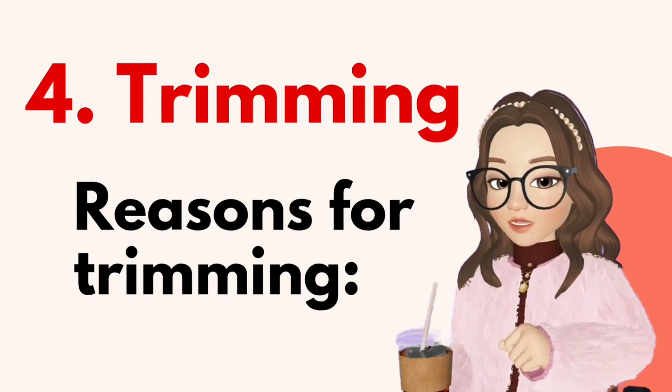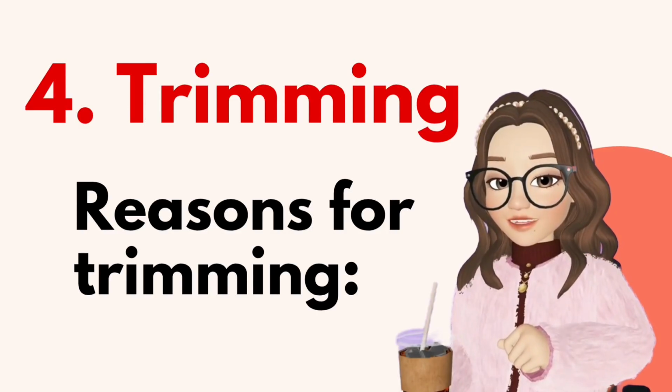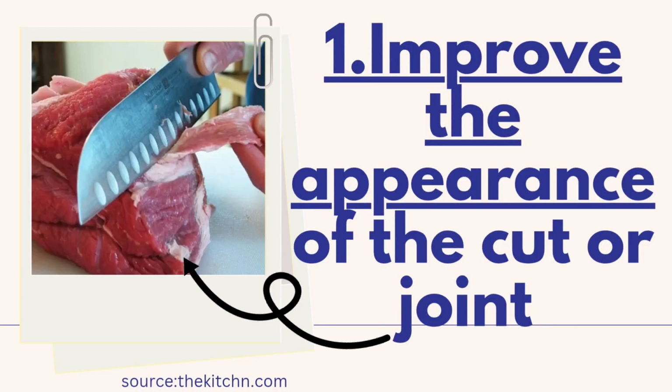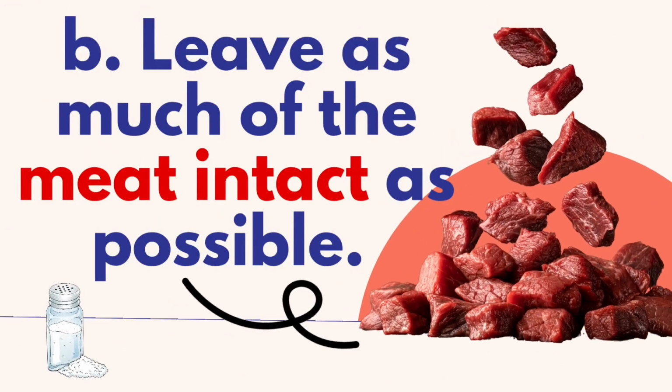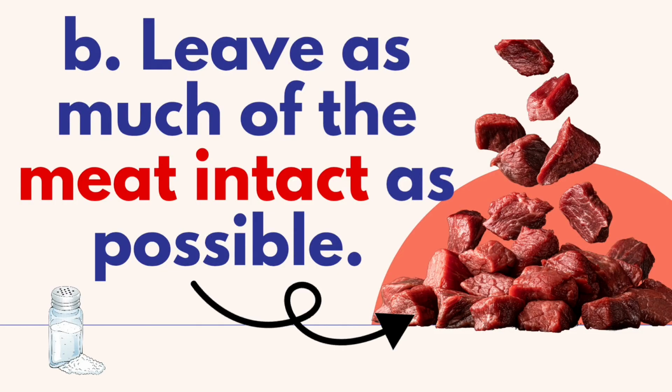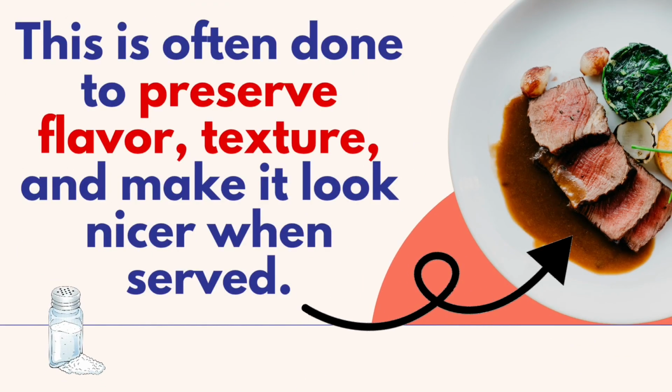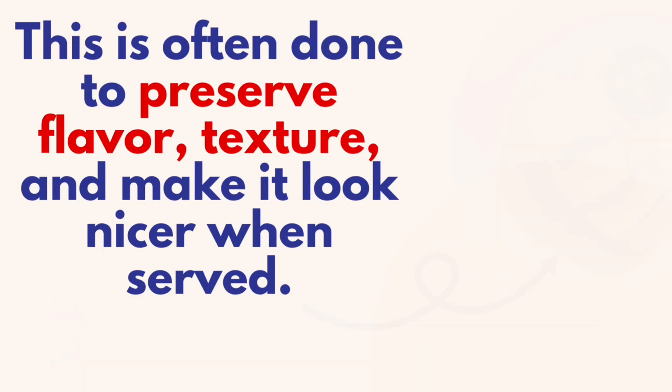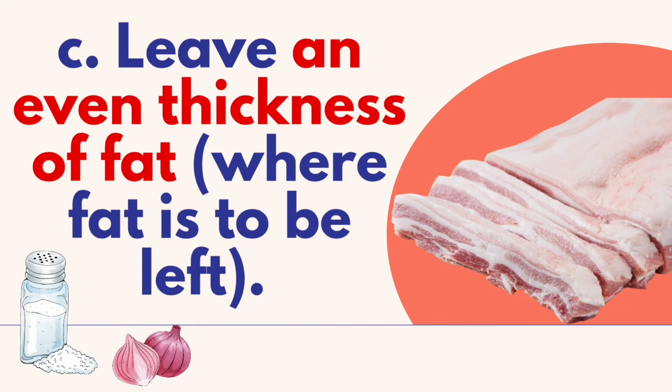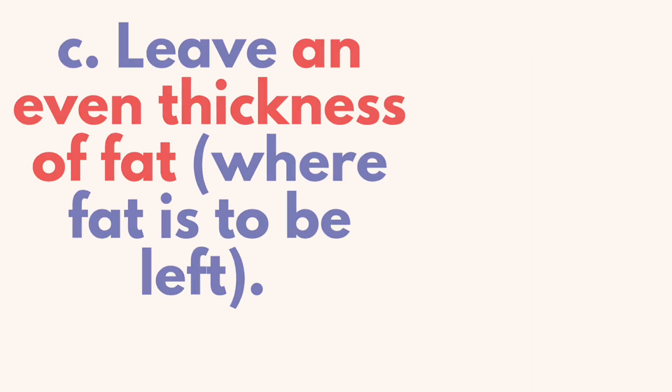4. Trimming. Reasons for trimming. A. Improve the appearance of the cut or joint. B. Leave as much of the meat intact as possible. This is often done to preserve flavor and texture, and make it look nicer when served. C. Leave an even thickness of fat, where fat is to be left.